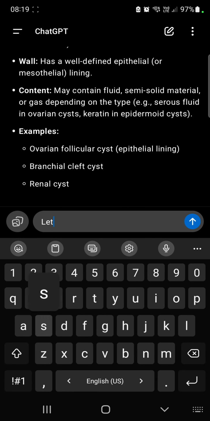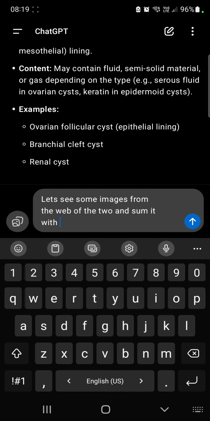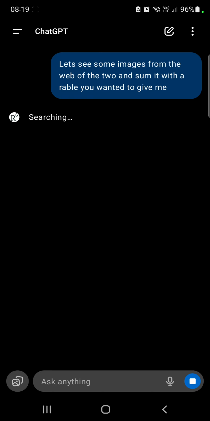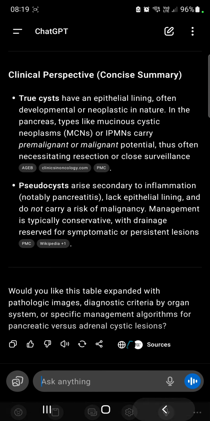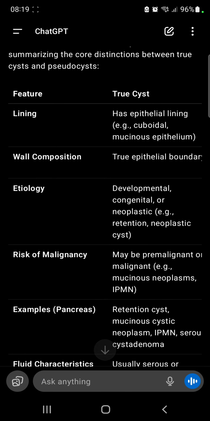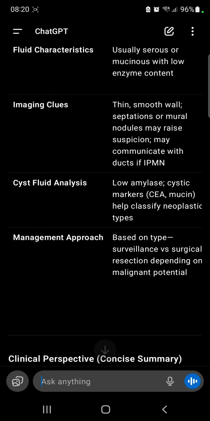Or maybe let's see some images from the web of the two and sum it up with a table you wanted to give me. So let's start with looking at some images. Okay, the image is not good. Okay, this is quite a very large table, so we won't go around it.